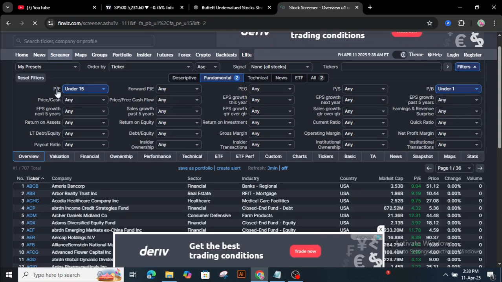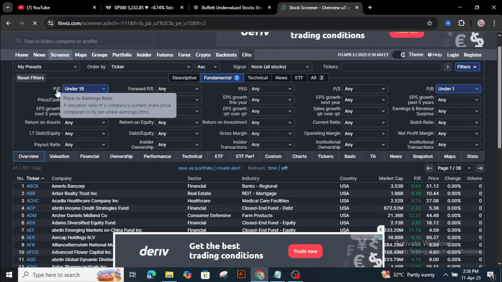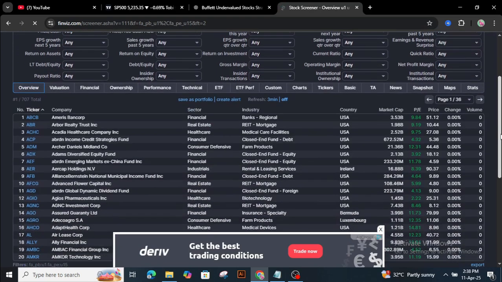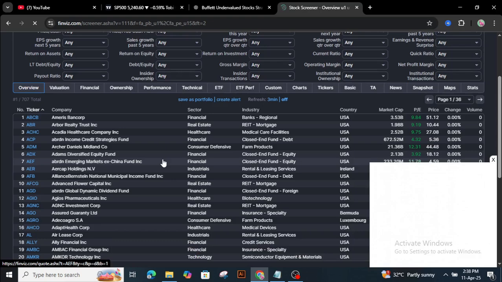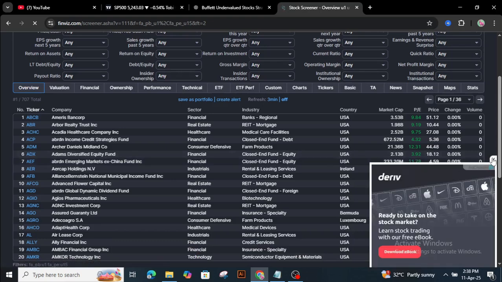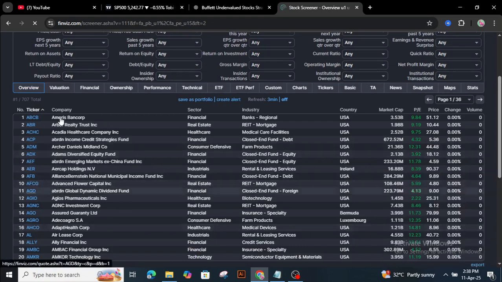And you can hover over this one too to see what it means: a valuation ratio of a company's current share price compared to its per share earnings. You can read more about that to understand; I can't dive deep into it. So these are the stocks, but when you have a low PE or low PB like that, it means the stock is undervalued. You can put it under 10% or under 50%. That tells you the company is actually undervalued. So these are the stocks here.